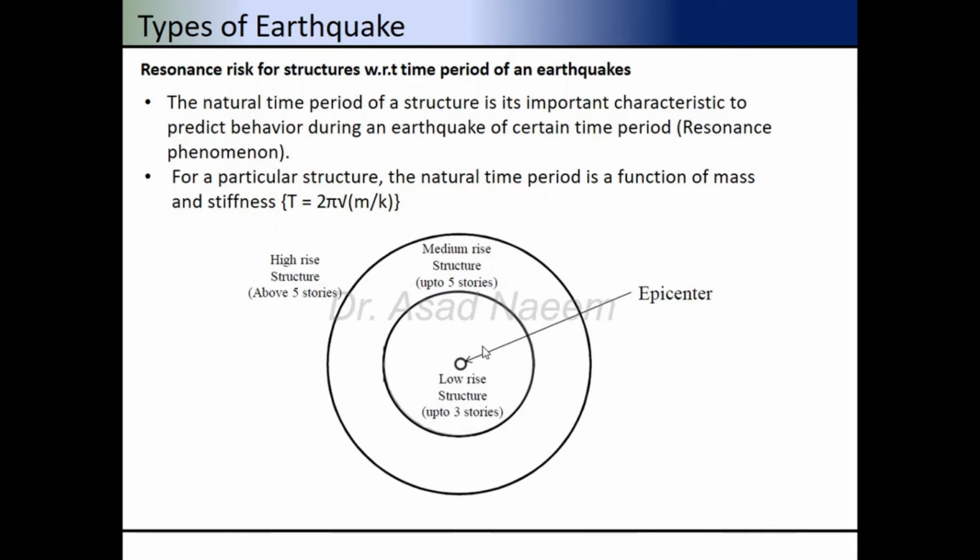Similarly, the resonance phenomena can also occur with respect to the location of the epicenter. Like in this figure, we can see if the epicenter is closer to the low rise, at this point the period of an earthquake will be shorter and it will cause much more damage to low rise. Similarly, it can go to the medium rise structures and then high rise structures.